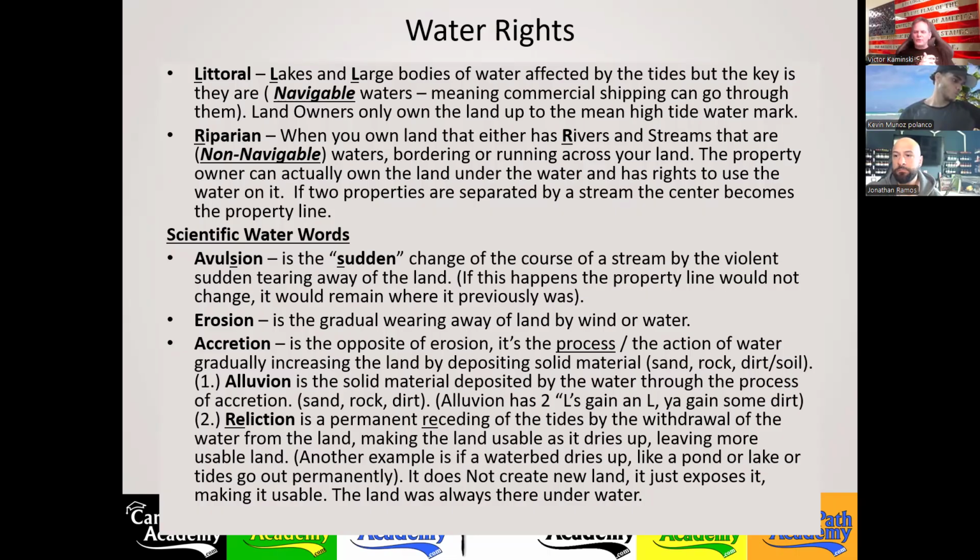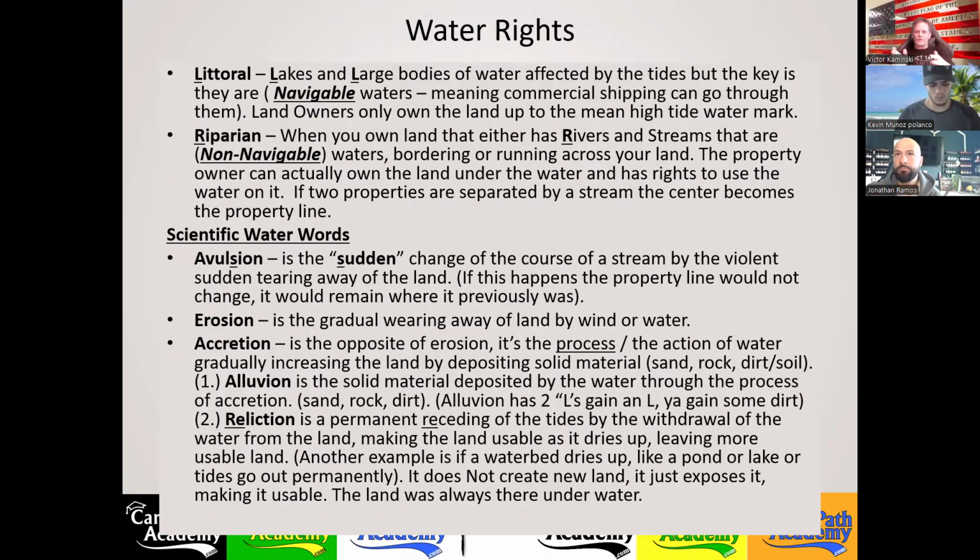And then riparian begins with an R, like little rivers and streams and babbling brooks. Don't think the raging Mississippi River, because that one's a little bit unique. So with riparian, you have land that borders water or has water sitting on it that is non-navigable. Commercial shipping does not go through it. It is not controlled by high tide and low tide. So the property owner can actually own the land that's under the water, that the water is sitting on or running across.